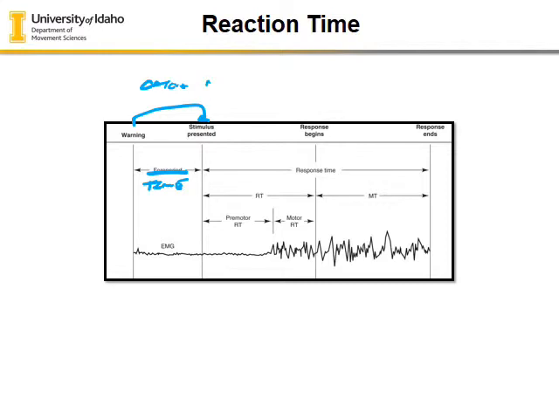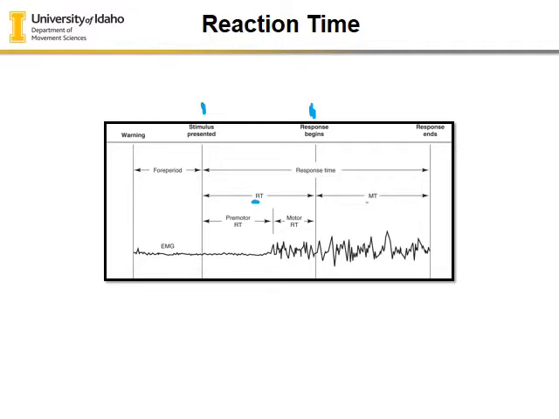And then the stimulus is presented. From the time the stimulus is presented until you begin your motor response, until you begin to move, that's your reaction time. That's what this RT stands for, reaction time. Now, you have a premotor and a motor component, and these are different components within the system. But for our purposes, we're just going to think about it as purely reaction time. From when the stimulus is presented to when the motor response begins, that's reaction time.